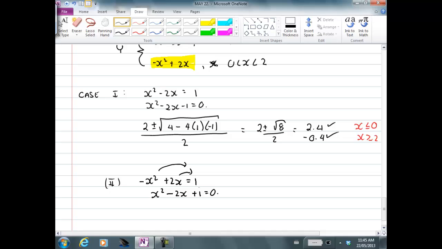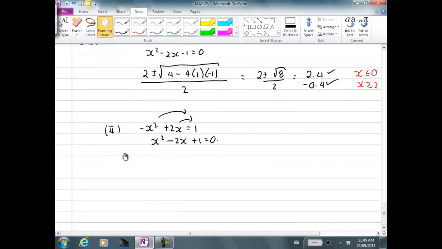Can you just bring the 1 over? Yeah, then you factor out a negative. It works. Okay. Go ahead. And if I have this right here, Zaiba, can you factor this?